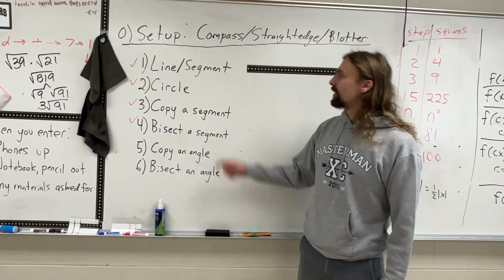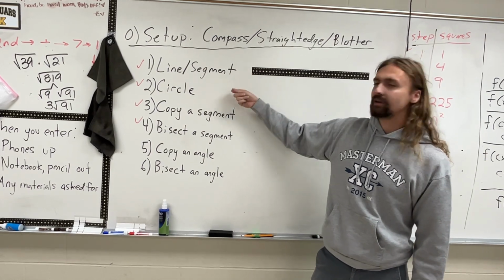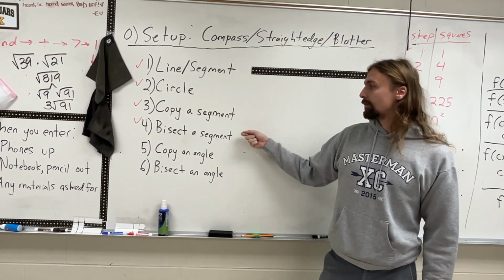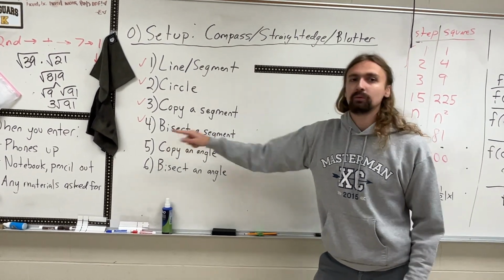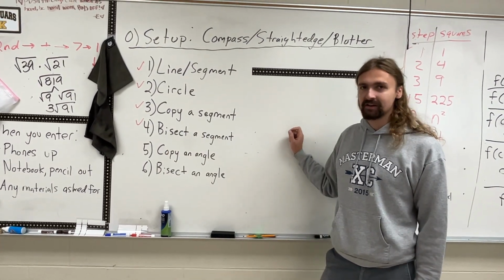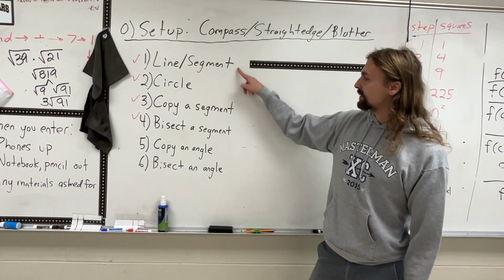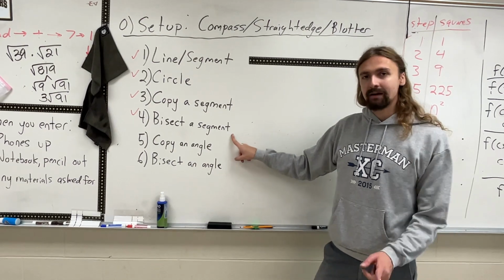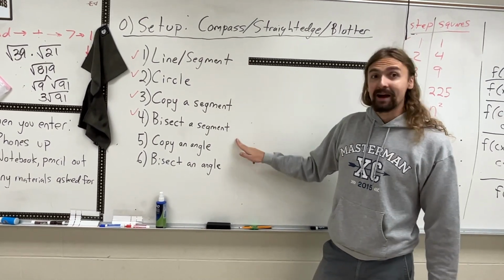Welcome back, folks. We've already gone through how to make a line or segment, a circle, how to copy and bisect that segment. Bisect means to cut in half. In fact, we learned about the perpendicular bisector, which means to cut it in half at 90 degrees. All these we've already done in the previous video. If you don't have notes on them or haven't tried them out yourself, then go back.